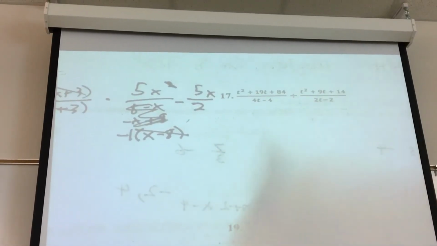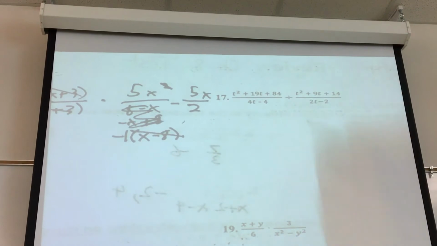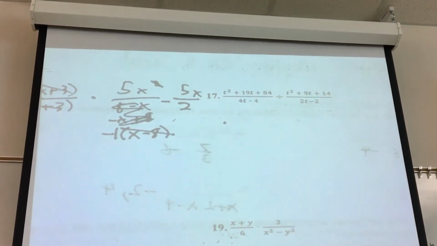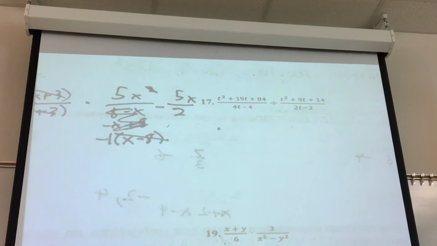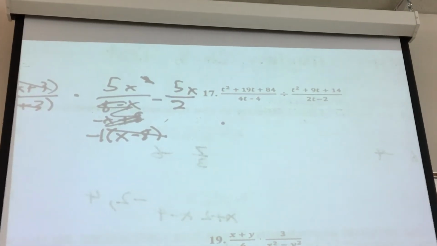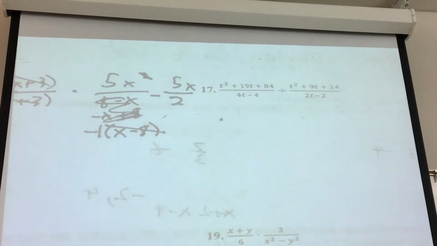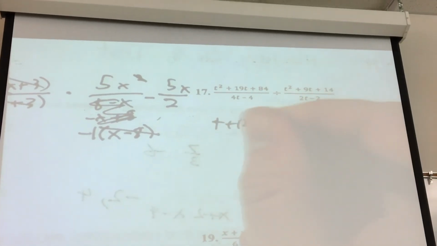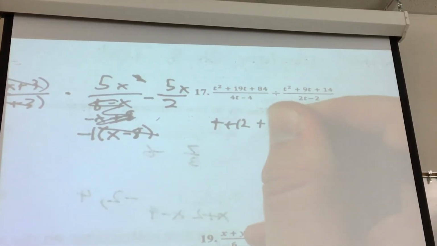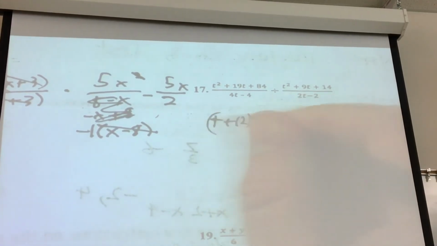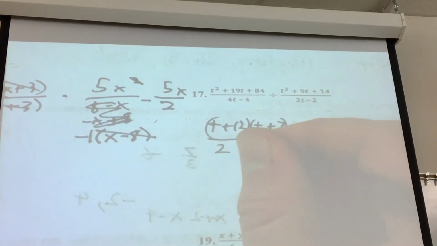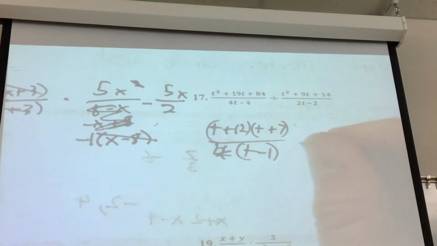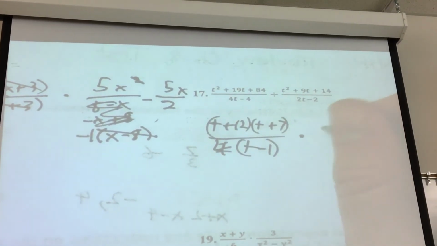Remember, if it's dividing, it's the whole keep, change, flip. So this would be, 19 and 84 is going to be, it's not 14 and 5, 12 and 7. So t plus 12, t plus 7. And that's over 4 times t minus 1.